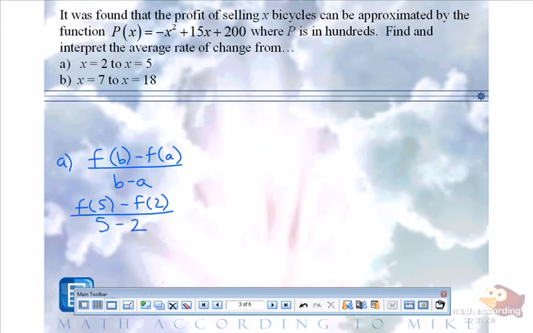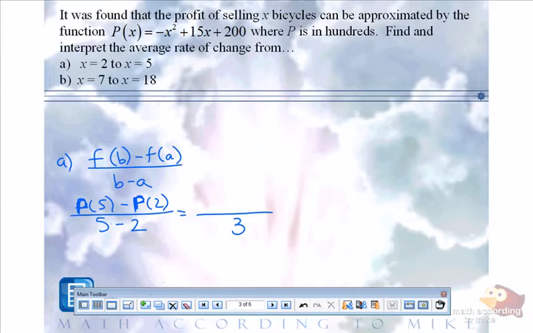Well, I'll do the hard part. To find f of 5, well, I do apologize. I shouldn't be using f's here. I should be using what letter? P, because that's the name of the function.